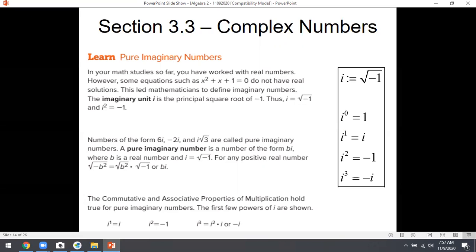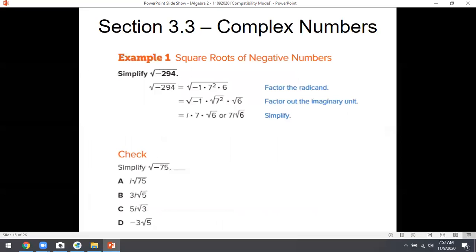So know what i is. i is the square root of -1, and i squared is just -1. If you know that much, you're going to be fine, because beyond that, it's really just working with i's like they're variables and moving them around, stuff that isn't too complicated. All right, let's do this one right here.